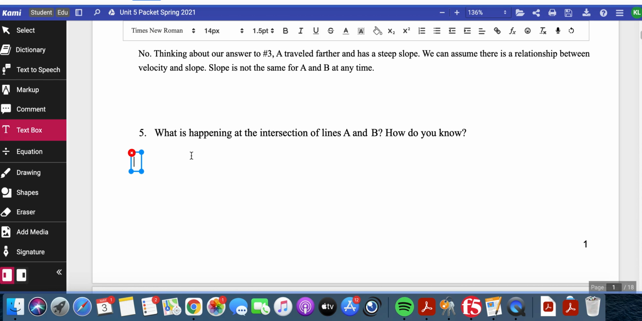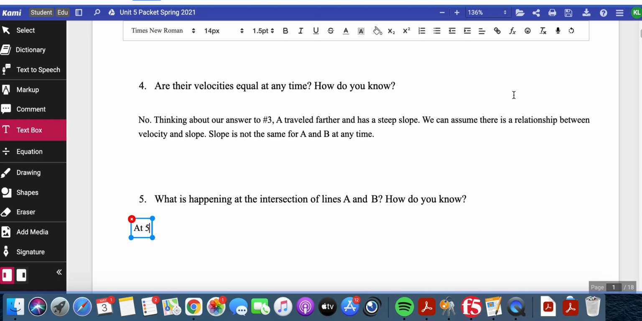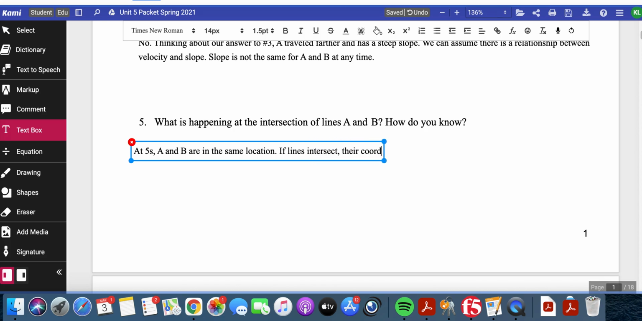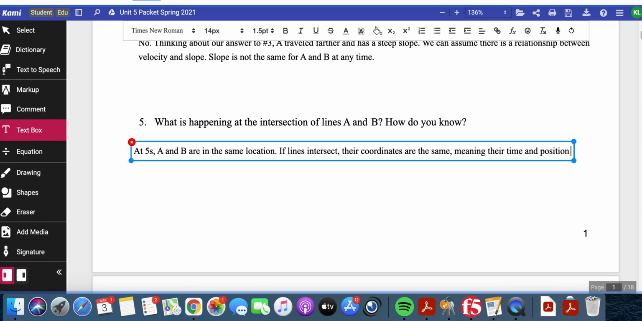Okay, so at 5 seconds, yeah. At 5 seconds, A and B are in the same location. If lines intersect, their coordinates are the same, meaning their time and position are both equal, or both the same.